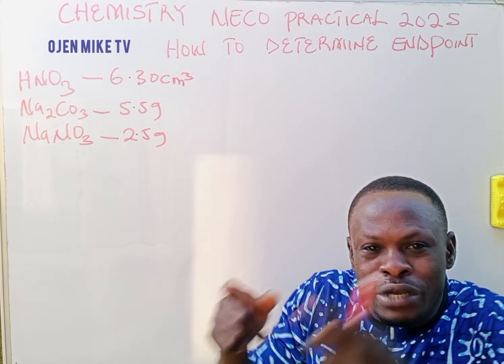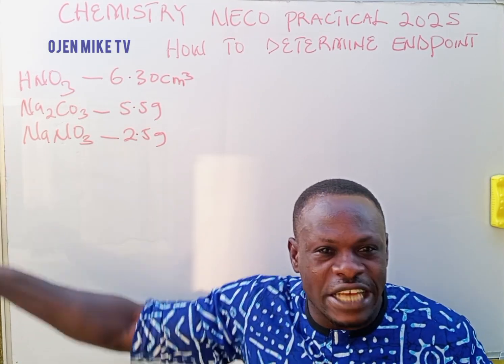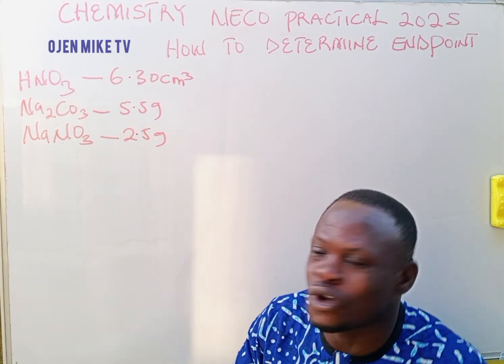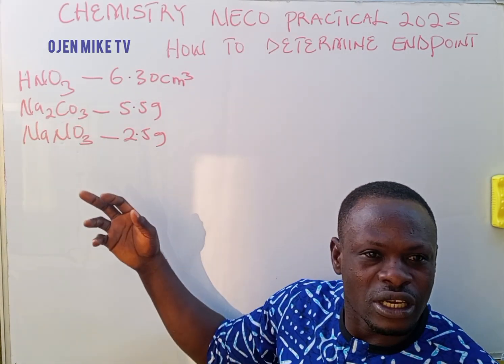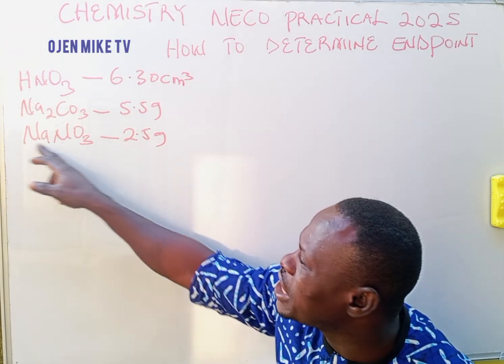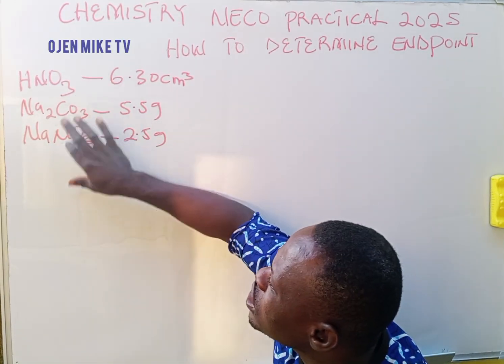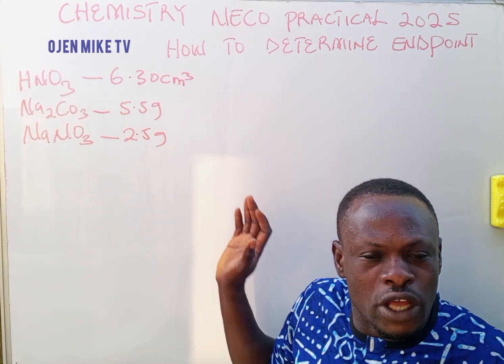Now, what you should be thinking of is the percentage of impurity which they are going to ask. What is the percentage of pure base? That's what they are going to ask. Because if you mix these together, the trioxonitrate(V) acid will react with this one, and this one will just be left alone.